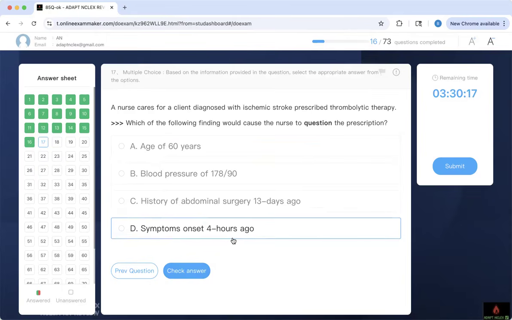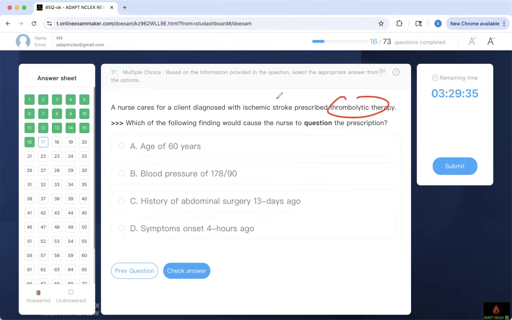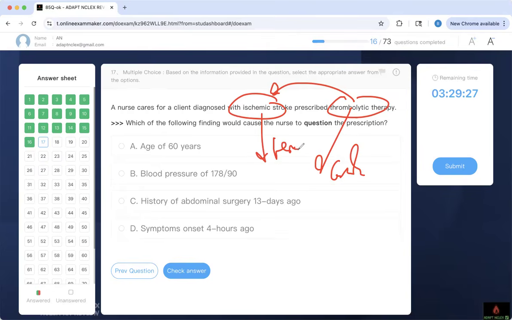What do you think? You pick your answer choice. There are certain things you have to know about thrombolytics. We give it to a patient if they have an ischemic stroke. But the problem is, if they have certain conditions and you don't check them, you convert them to what? Hemorrhagic, after you give them thrombolytic. So they bleed more and they have more stroke.